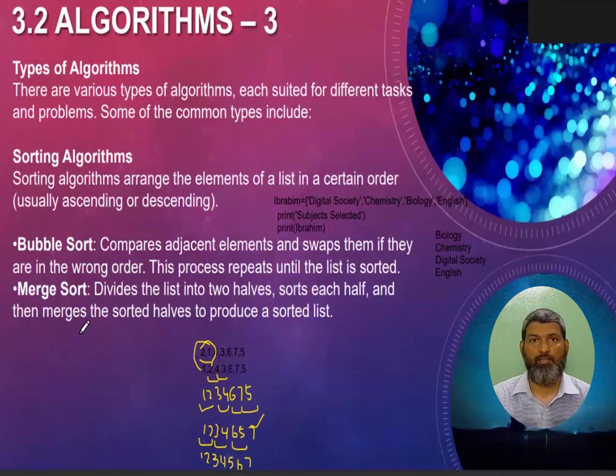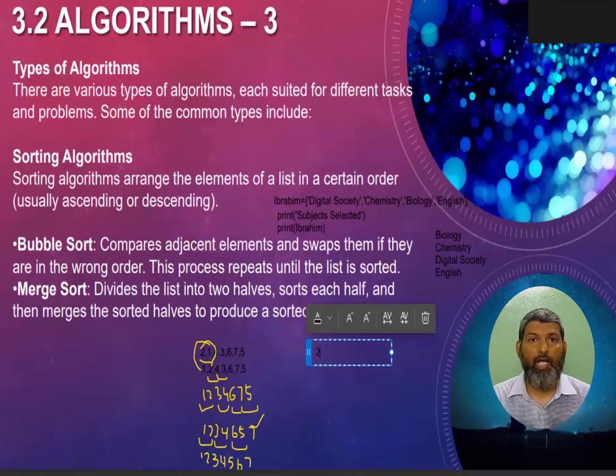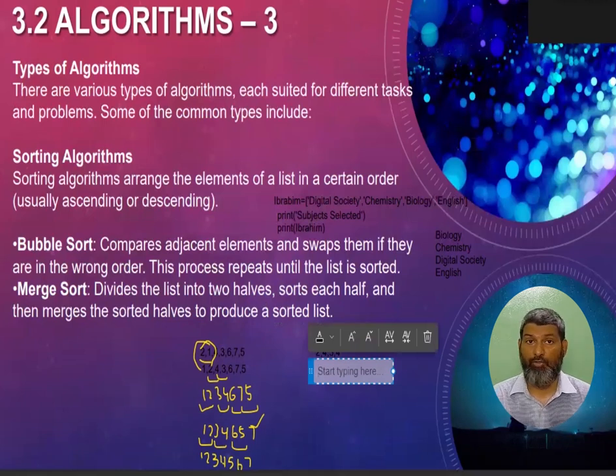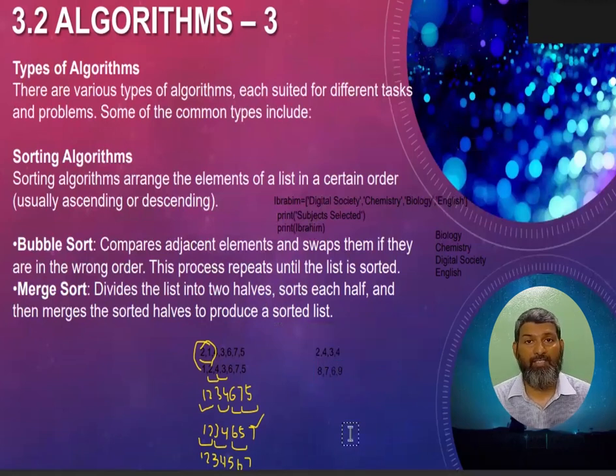Now when you come to merge sort, see the process repeats until the list is sorted. So now merge sort divides the list into 2 halves. That means you will make the 2 halves of this, or there are two lists, like I can show you: 2, 4, 3, 5. This is set 1, and another set is 8, 7, and 6, 9. These are 2 sets. You will first sort this one.